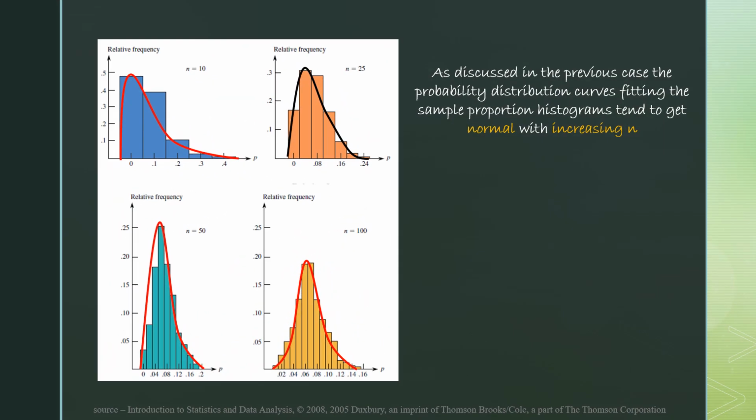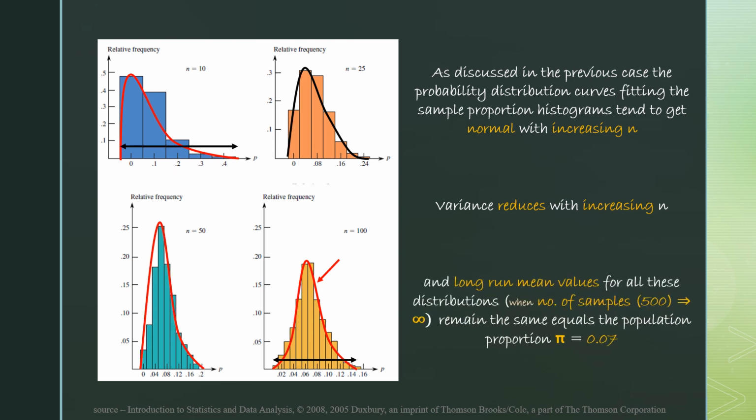As discussed in the previous case, the probability distribution curves fitting the sample proportion histograms tend to get normal with increasing n. Variance reduces with increasing n, and long run mean values for all these distributions, that is when the number of samples tends towards infinity, remain the same and equal the population proportion pi at 0.07.